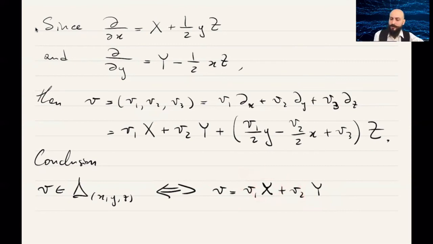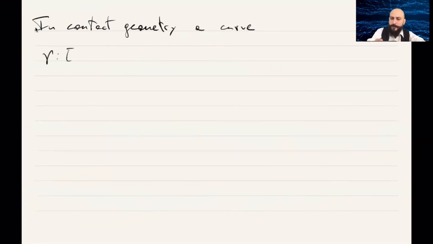Okay, so now let's look at curves whose derivative have this property. So in contact geometry, a curve gamma is called Legendrian.